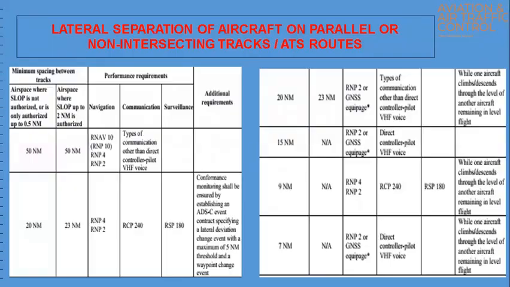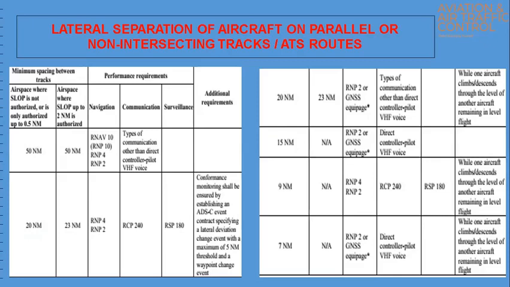Then lateral separation of aircraft on parallel or non-intersecting tracks or ATS routes. Here, if you see the table on the left-hand side, the first column is airspace where strategic lateral offset procedure is not authorized, or if it is authorized, it is only up to half a nautical mile. The second column is airspace where strategic lateral offset procedures are authorized, but up to 2 nautical miles.